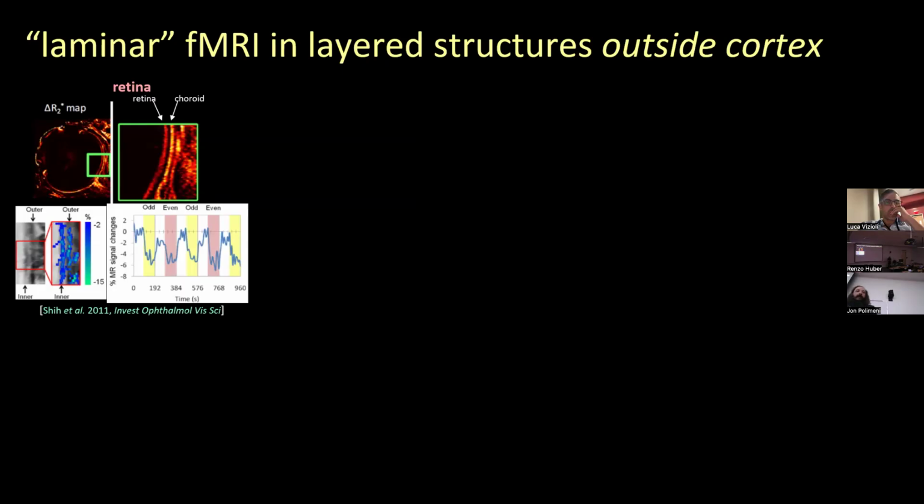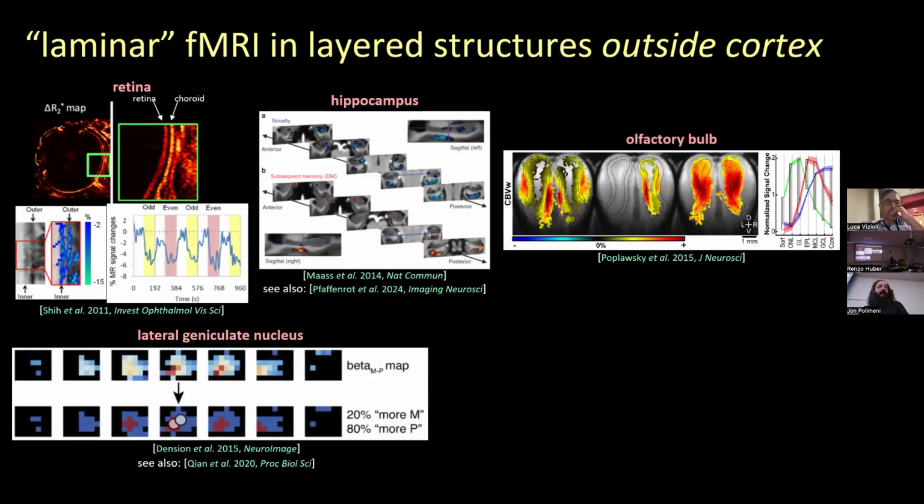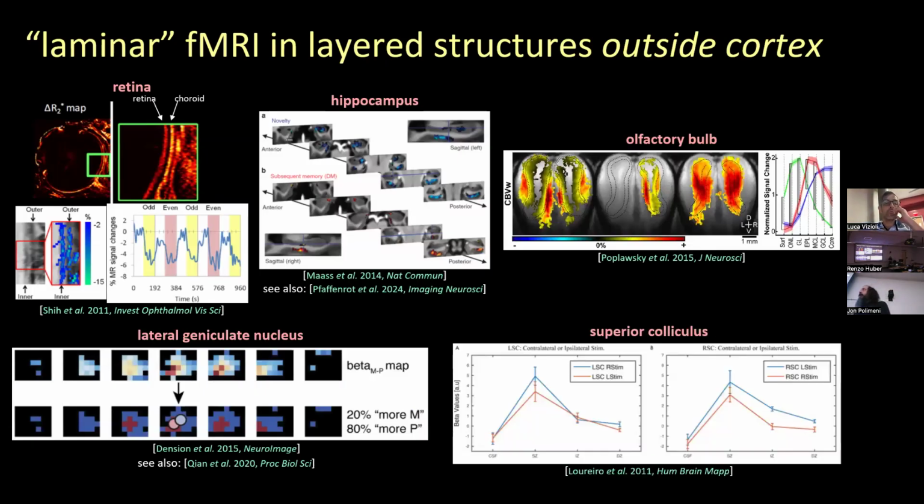As I mentioned, I've been focusing on the cerebral cortex and cortical layers in the cerebrum. However, laminar fMRI can be performed in layered structures outside of the cortex, such as in the retina, hippocampus, olfactory bulb, LGN, superior colliculus. Again, very similar tools and techniques can be extended beyond the cerebral cortex.